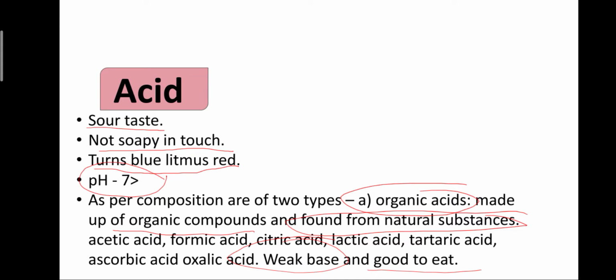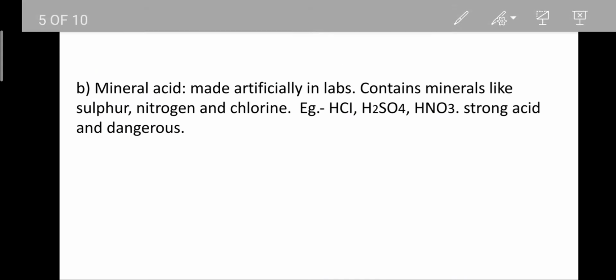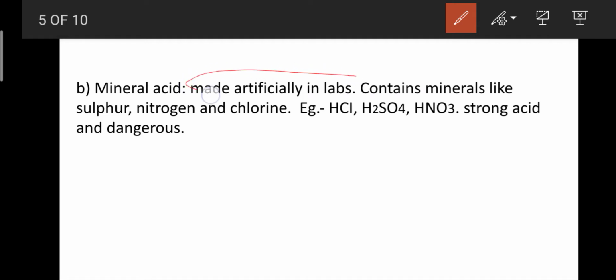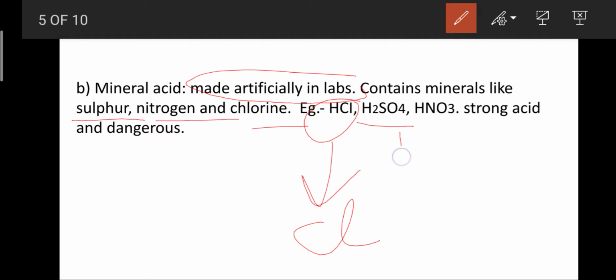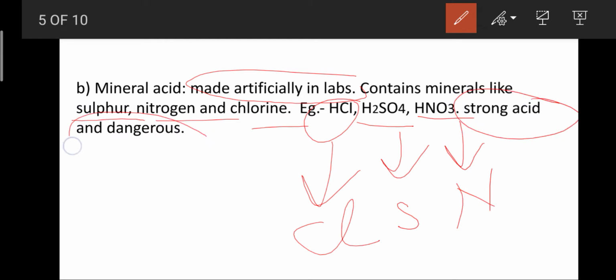Coming to the second type, which is mineral acids. They are artificially synthesized in labs. They contain minerals like sulfur, nitrogen and chlorine. For example, HCl contains chlorine, H2SO4 contains sulfur and HNO3 contains nitrogen. They are strong acids and they are dangerous for the human body and other living substances.